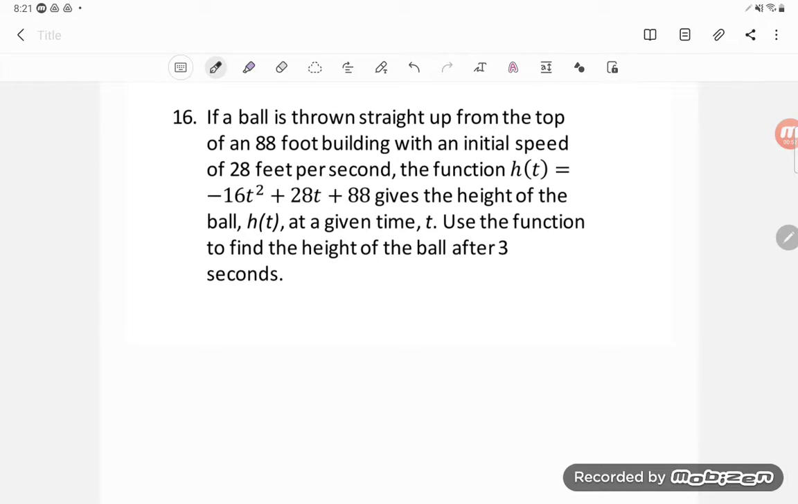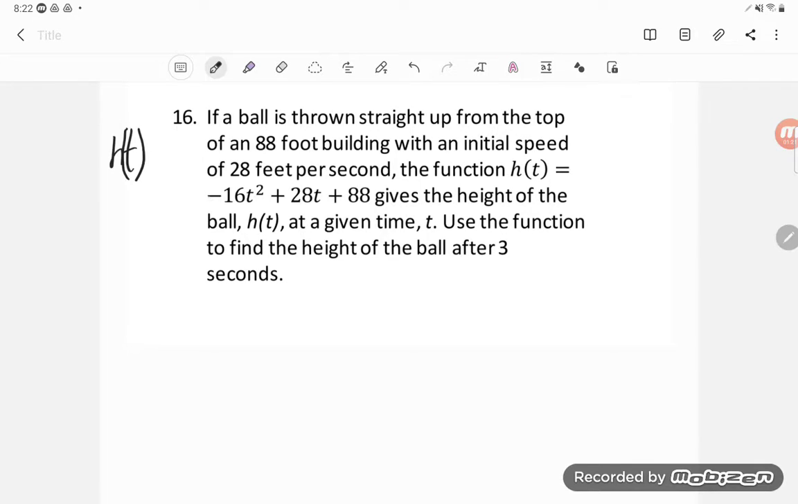Number 16 says, if a ball is thrown straight up from the top of an 88-foot building with an initial speed of 28 feet per second, the function h of t, that's how you read that. It's not h times t. If I wanted to say h times t, then I would shove the h and the t next to each other like that. But when I write it like this, that's h of t, so height as a function of time.